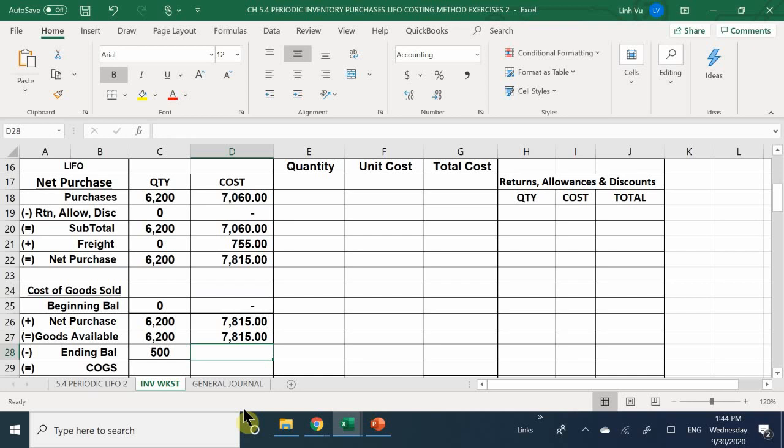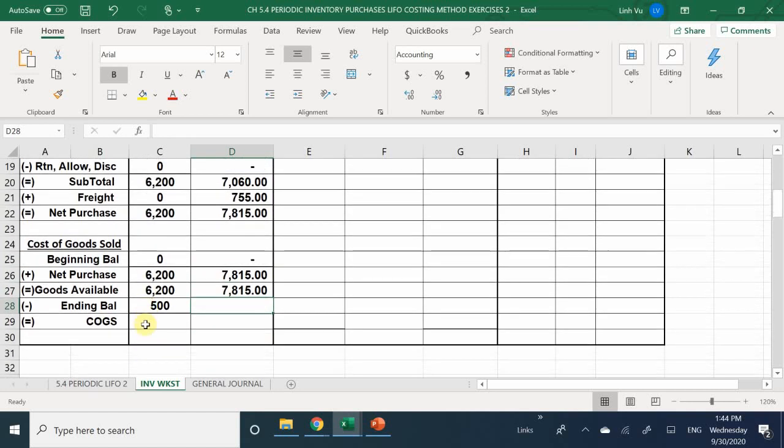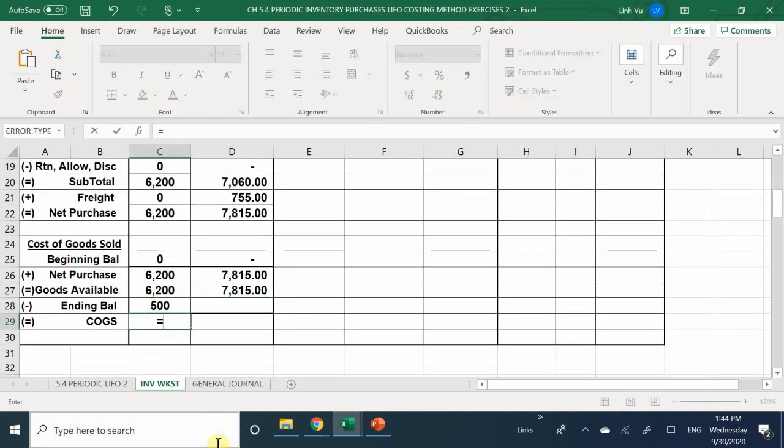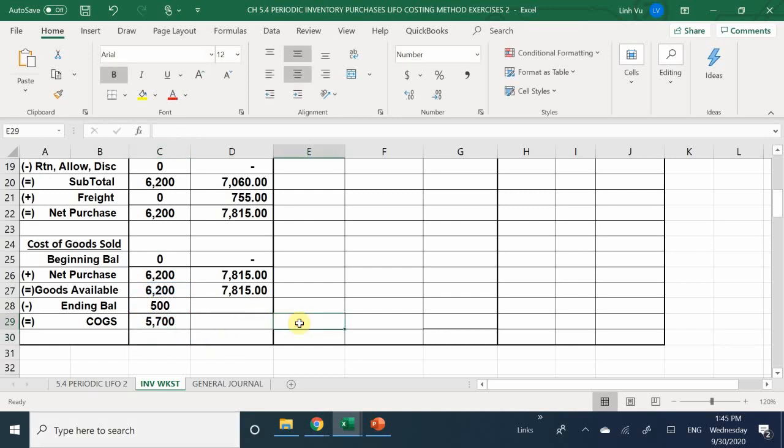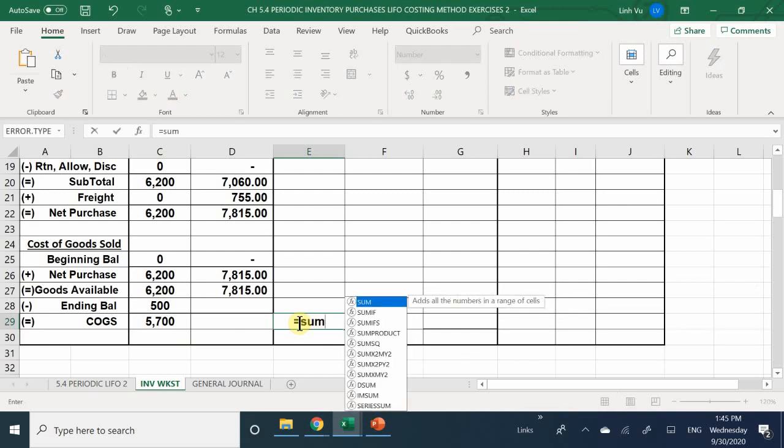And so the cost of goods sold for the quantity is 5,700. Right? 5,700. Good. Okay. So that means, no worries. That means, I'm sorry, go ahead.